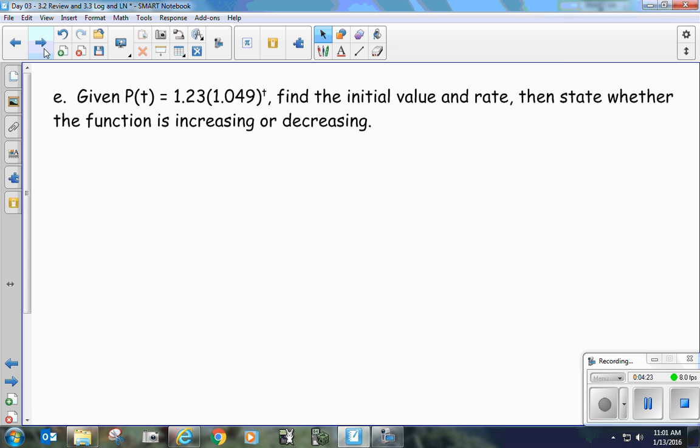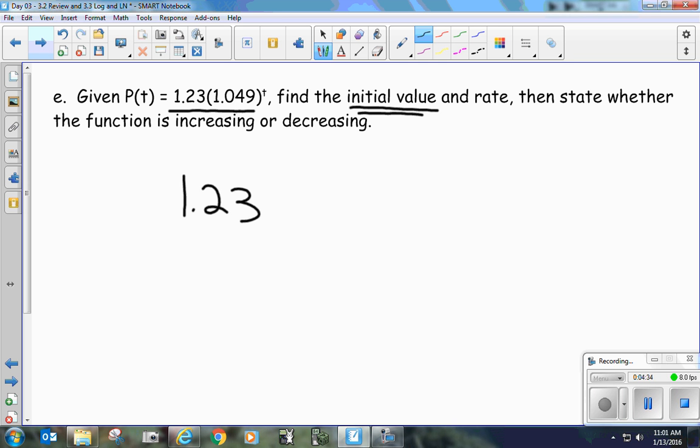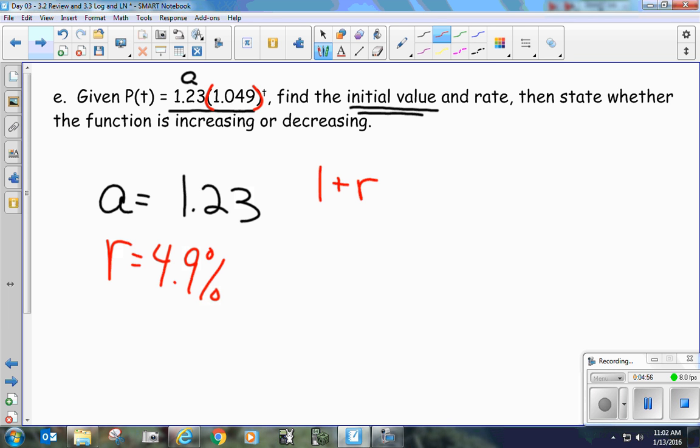Last one here before we go on to the next topic. They give us p of t. Here's our equation right here. What is the initial value? 1.23. That's my initial value right there. Close. What's my rate? Oh no, 4.9. The rate is 4.9%. How do we get that? Because here it's 1 plus my rate, correct?